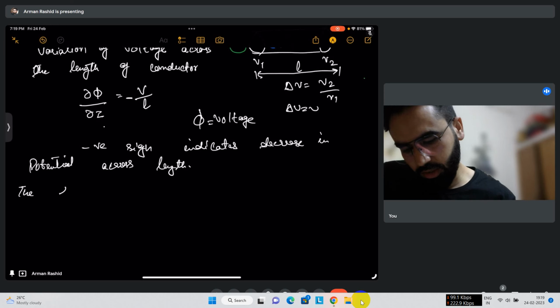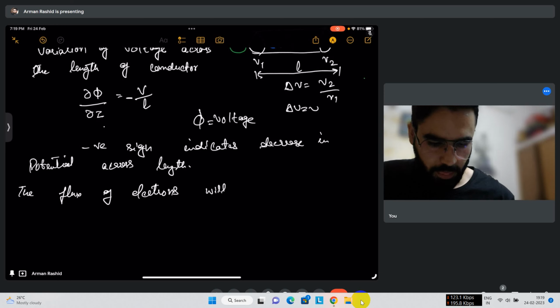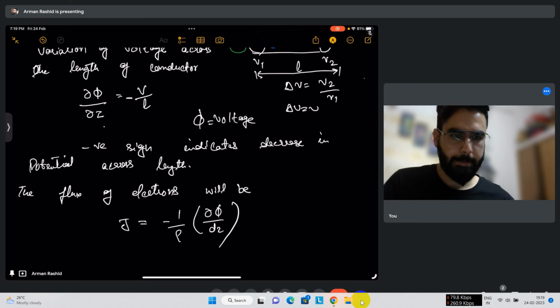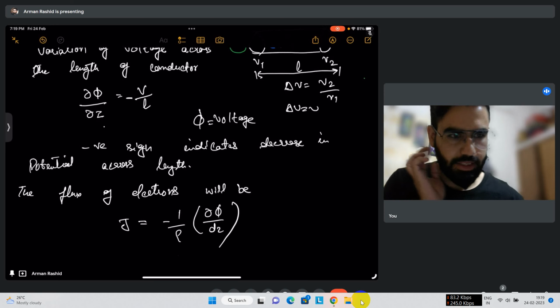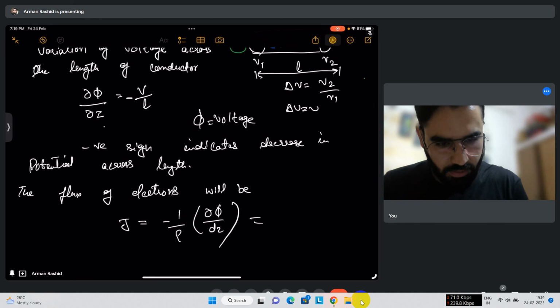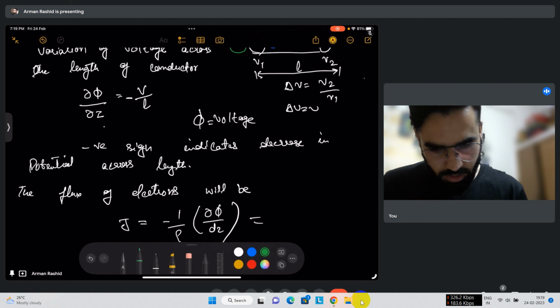Okay, so the flux of electrons J is given by minus 1 by conductivity d phi by dz, where sigma is the resistivity, and this we can determine from here. Cool.